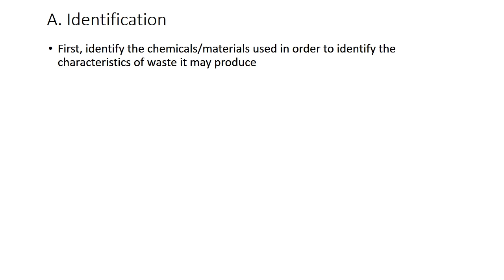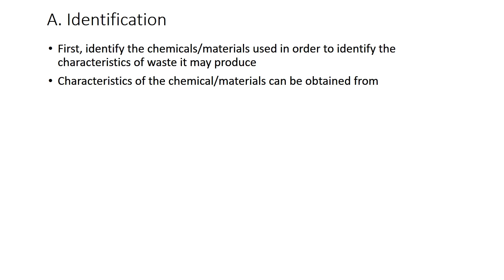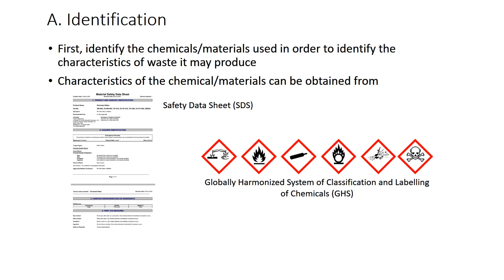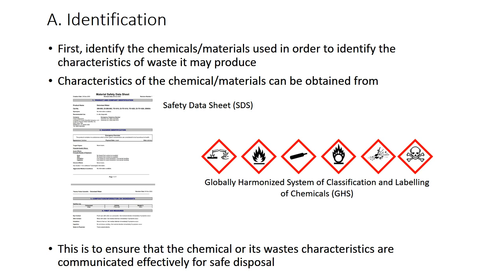Waste identification. It is very important to first identify the chemicals or materials used in order to identify the characteristics of waste they may produce. Characteristics of the chemical or materials can be obtained from the Safety Data Sheet, SDS, and the Globally Harmonized System of Classification and Labeling of Chemicals, GHS. This is to ensure that the chemical or its waste characteristics are communicated effectively for safe disposal.